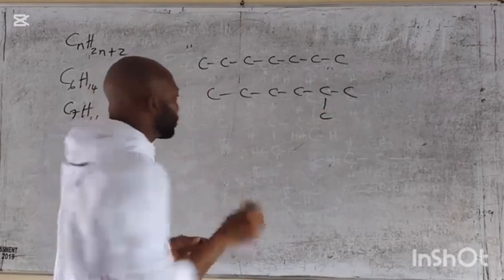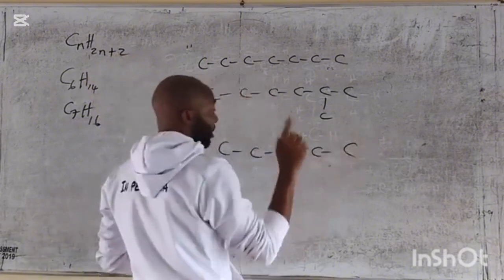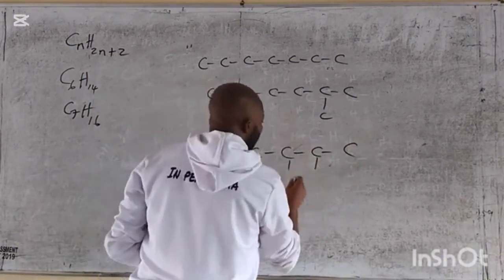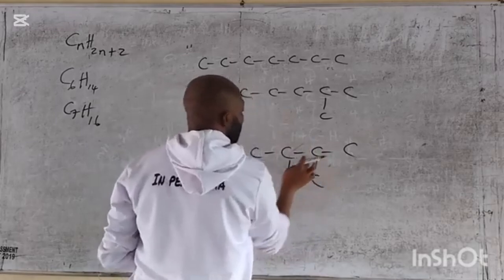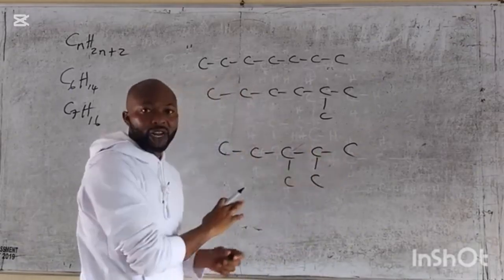Now I want to cut 2. 1, 2, 3, 4, 5. I'm having 2, 1 here, 1 here. This is 2,3-dimethylpentane. I have another isomer.